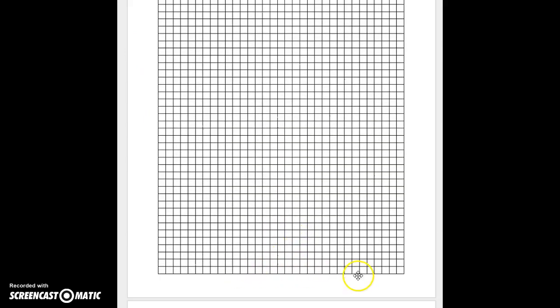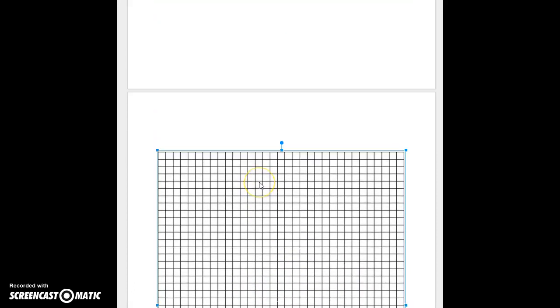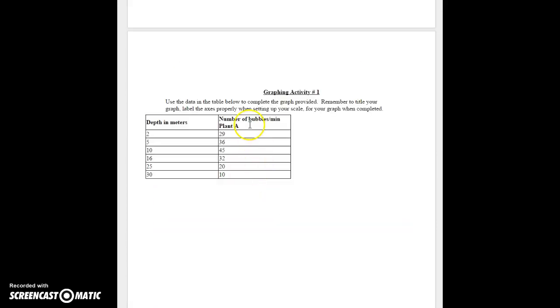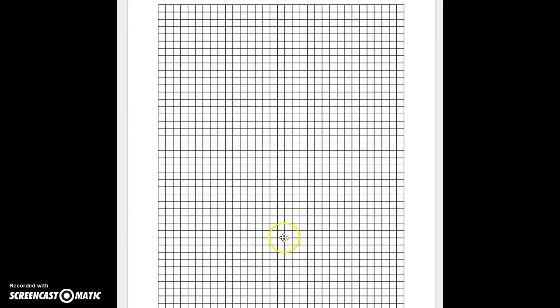So down here along the bottom of your graph, I can't type it in, there's no room, sorry, is going to be your depth in meters, and you're going to label your y-axis the number of bubbles per minute over on your y-axis. So you're going to write that over to the side over here.